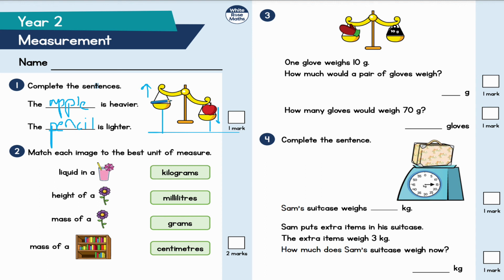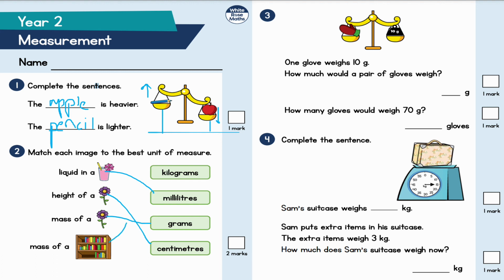This is question number 2. Match each image to the best unit of measure. A liquid in a drink, that's going to be milliliters. The height of a flower, I would say that's centimeters. The mass of a flower is grams.